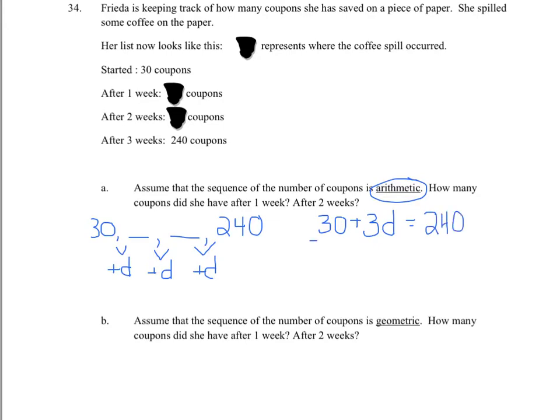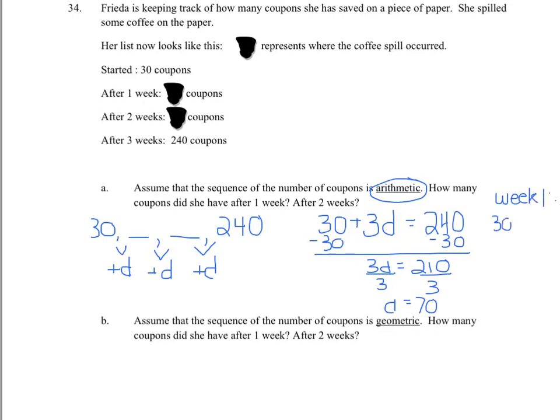If we solve for D, we subtract 30 on both sides. That's going to give us 3D equals 210. Divide both sides by 3, and D is going to equal 70. This means that week 1, 30 plus 70 is going to be 100 coupons. And then week 2 is going to be 100 plus 70, which is 170 coupons.